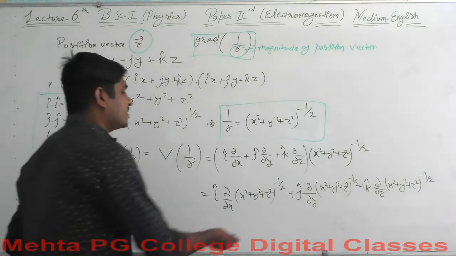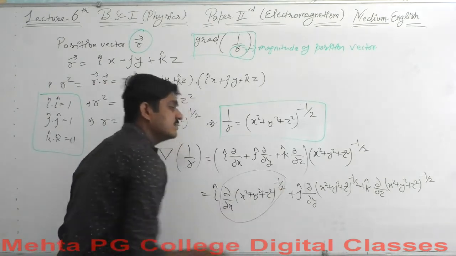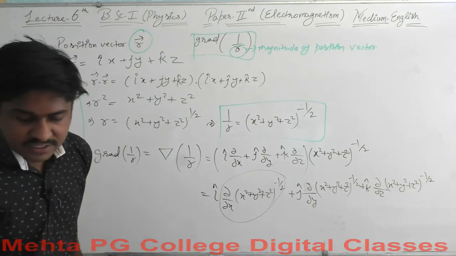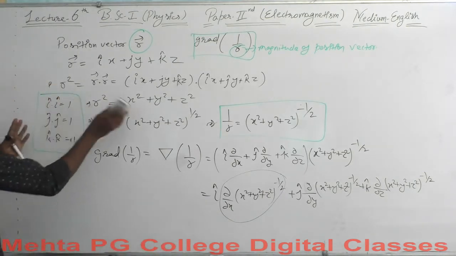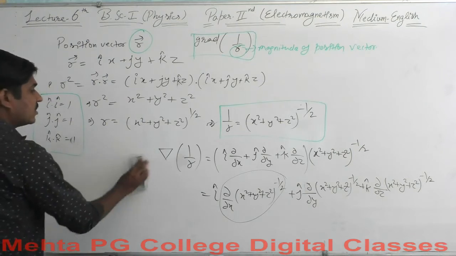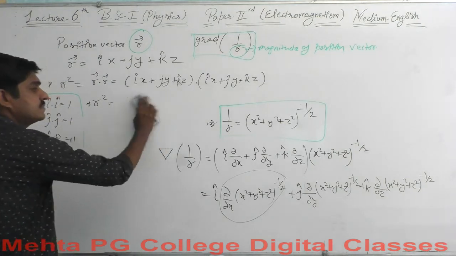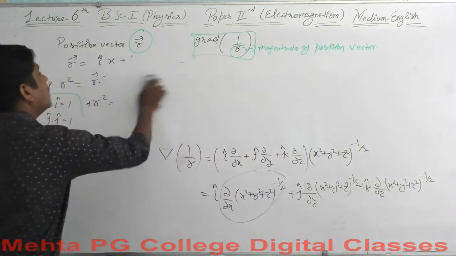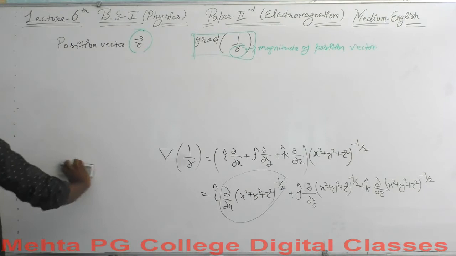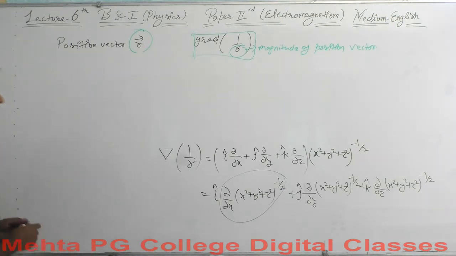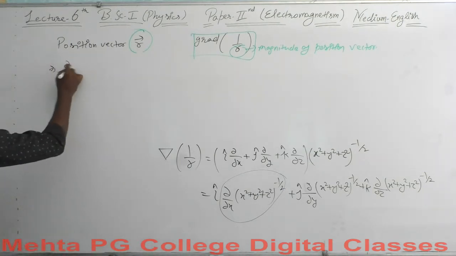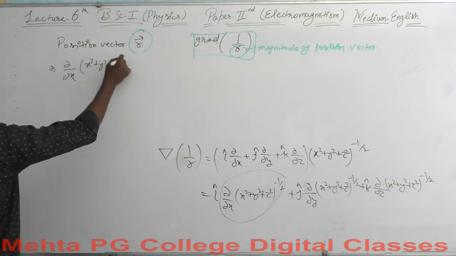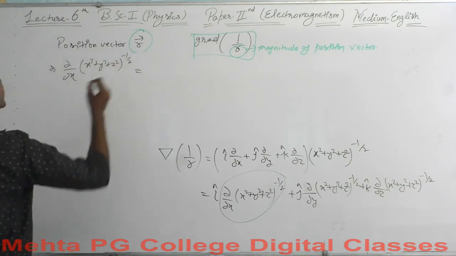We will find out the value for this first and then the rest. So we need some little workspace here. I think I should clear this off because this is no longer needed here. Okay. For let's say, what will be the value of ∂/∂x of (x² + y² + z²) to the power minus 1 by 2.